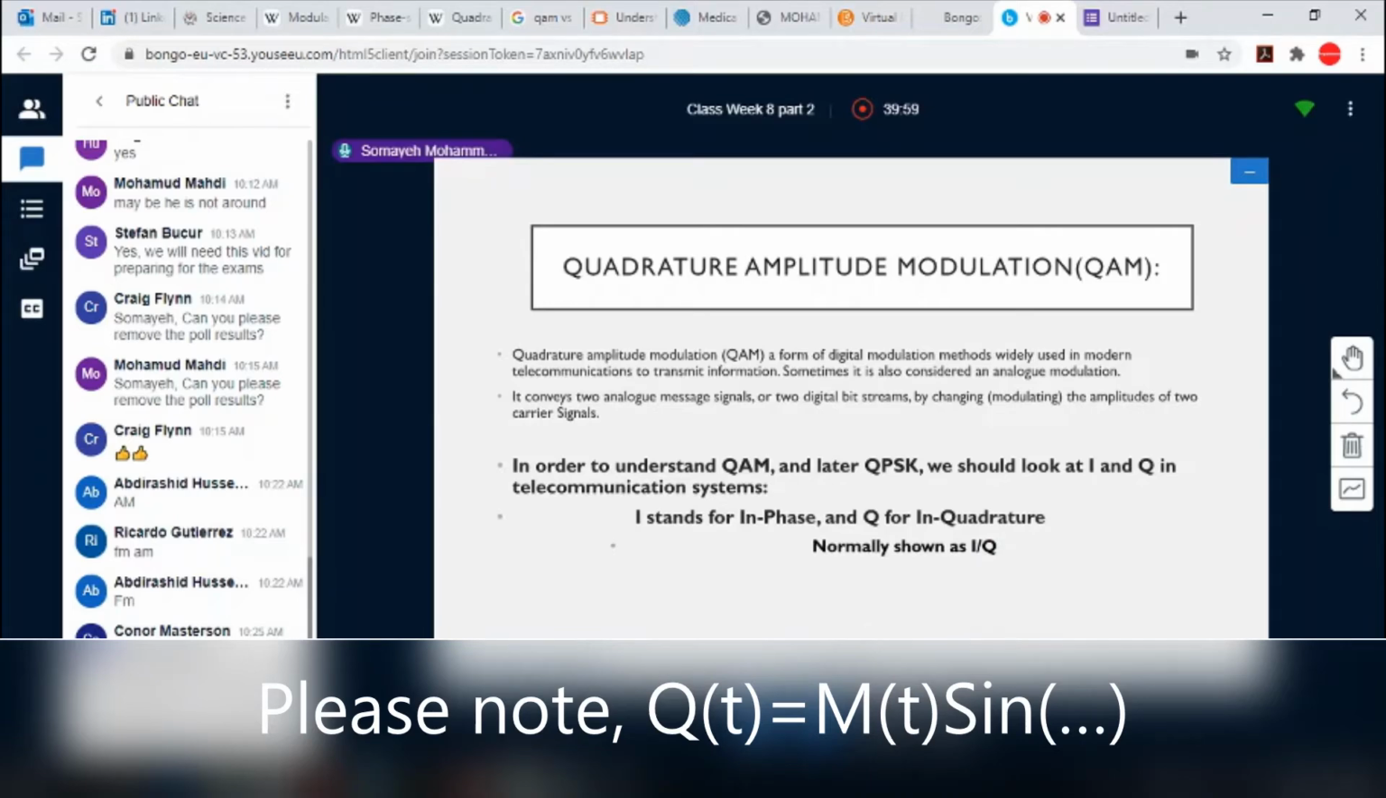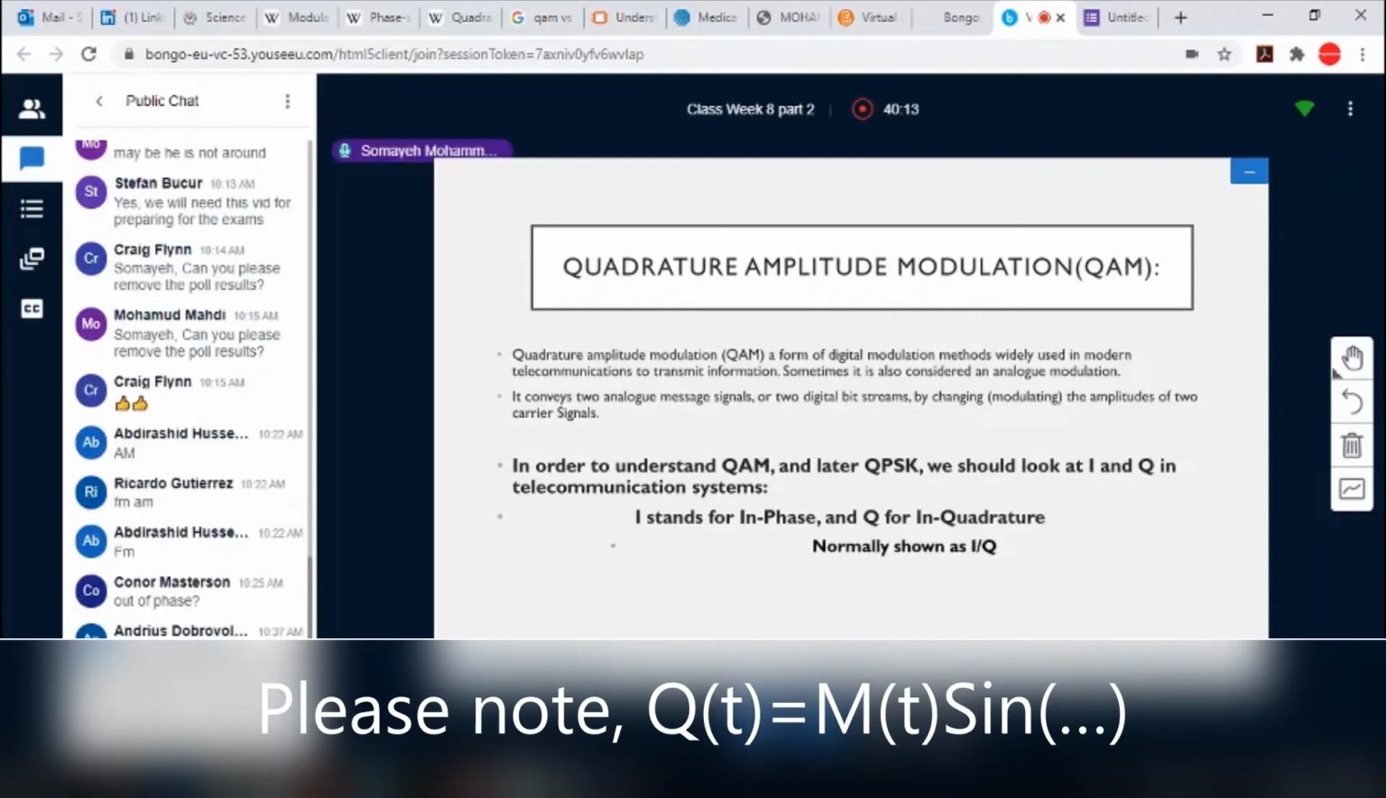Have you heard about I and Q before? You can use the chat box or turn on your mic. Has anyone heard about I and Q before? In Wi-Fi class, Andres. Perfect.